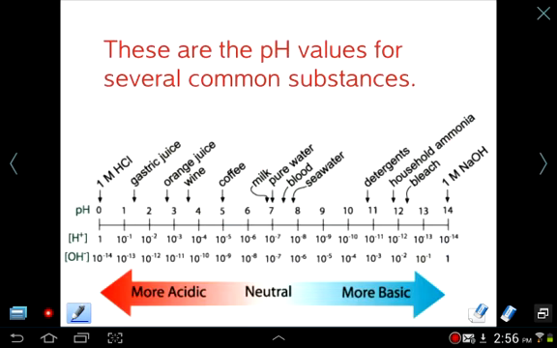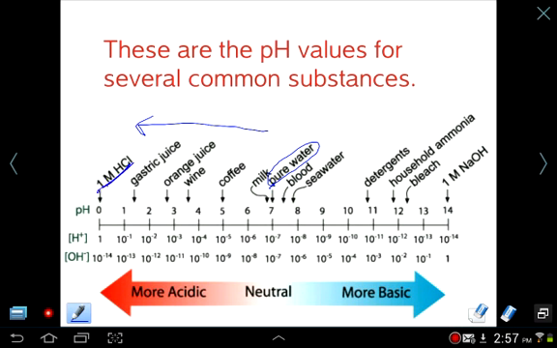Here are some common substances and their pH values. So your absolutely pure water is right in the middle. Notice how pH is based on water. So this whole idea of acids and bases is based on water. As you go into the acidic side here, your HCl, 1 molar HCl, has a pH of 0.